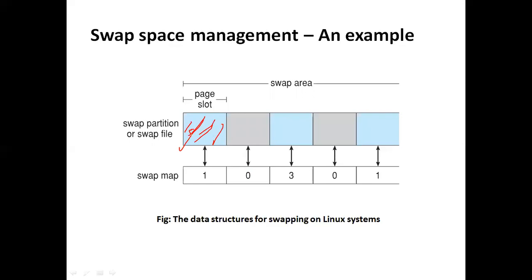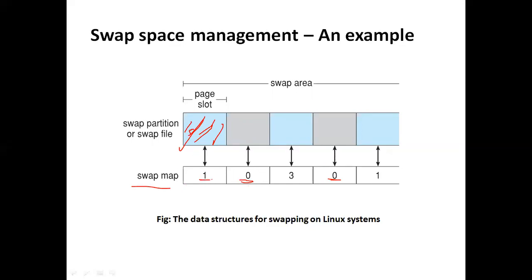Now with every swap partition, that is, with every page slot, sorry, there is going to be a swap map, which is an array of integers. This swap map is going to tell with how many processes each page slot is associated. That is, whenever you have a 0 in the swap map, that means this area is not allocated to any of the pages. So here the second location and the fourth location in the swap partition are not allocated to any pages. That is, they are empty.